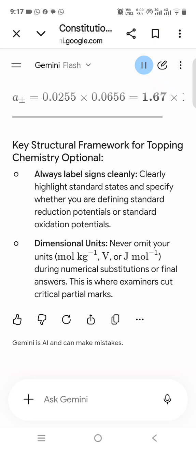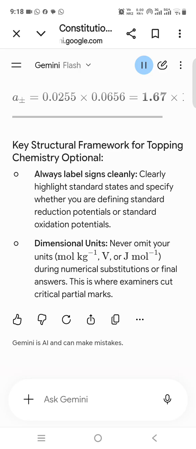Part B. Derivation of the Debye-Huckel limiting law. 1. Underlying assumptions. Complete dissociation. The strong electrolyte is completely dissociated into ions, and the ions are treated as spherically symmetric point charges. Their finite volume is neglected.